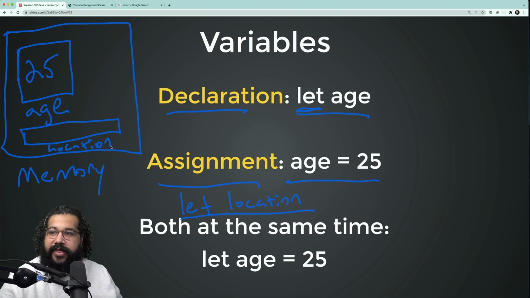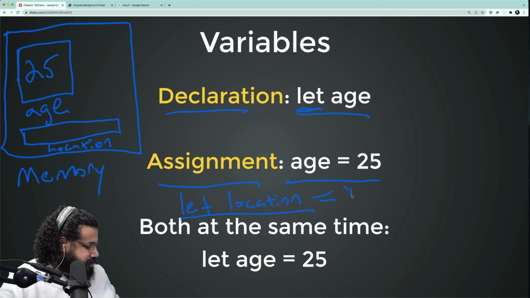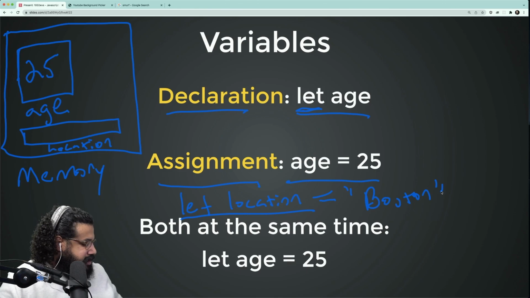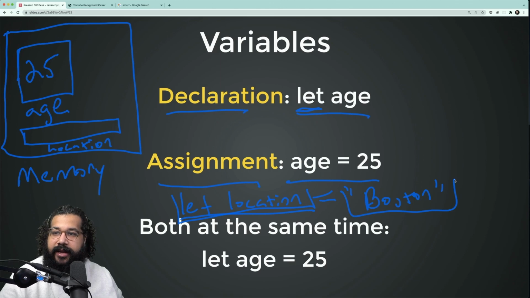Beautiful. And then the next step, right? The next step is assigning it a location. Let's just say Boston, right? So we assigned it a location of Boston. So this first step was the declaration step, and this step was the assignment. Now in memory is Boston. Beautiful. So now we have all these things in memory.